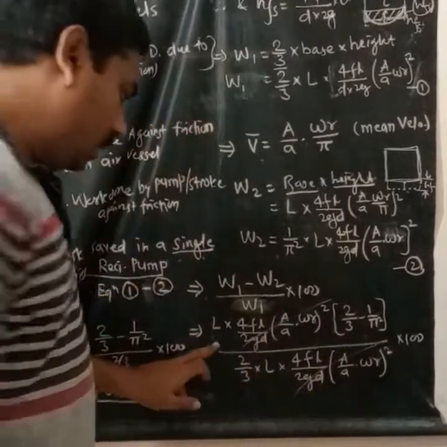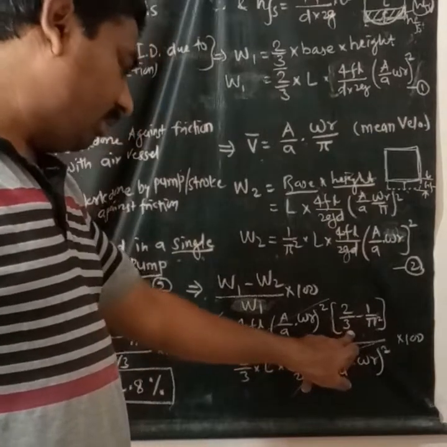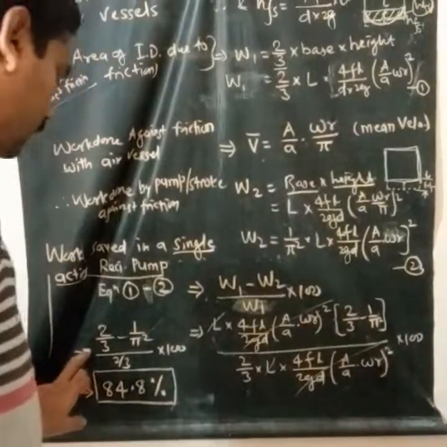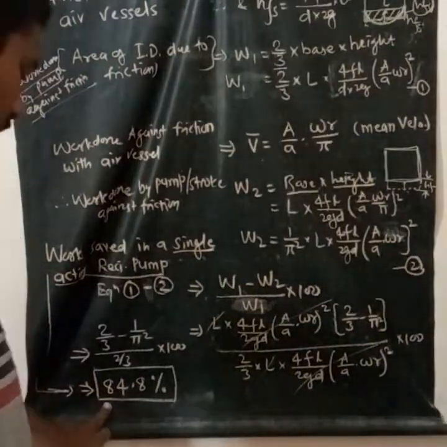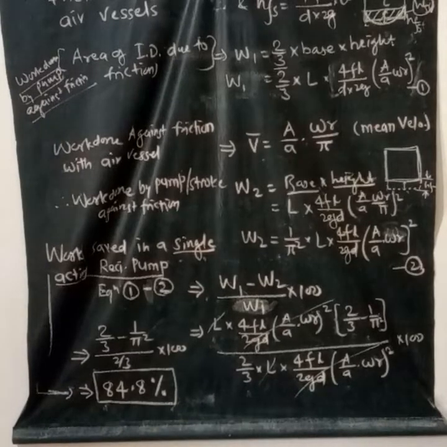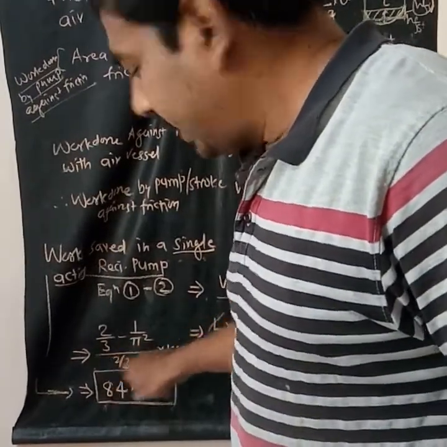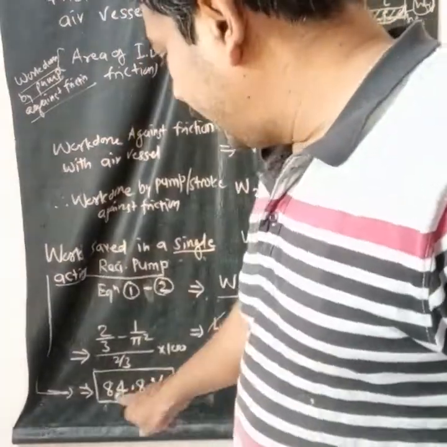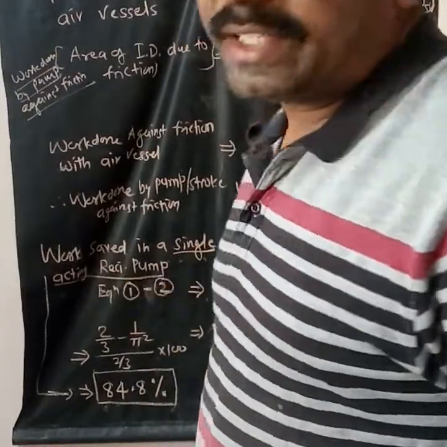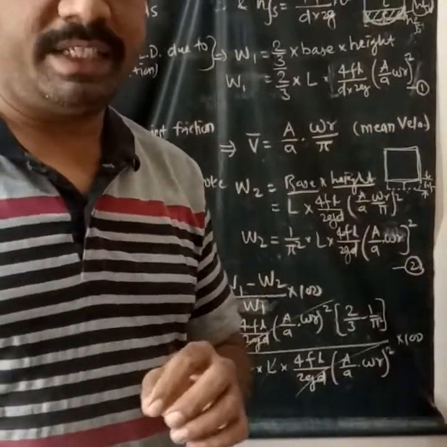So here this L will get cancelled. So here we get 2 by 3 minus 1 upon pi square, upon 2 by 3, into 100. We calculate it, and it is observed that it is 84.8%. It means the work saved in a single acting reciprocating pump is 84.8%.